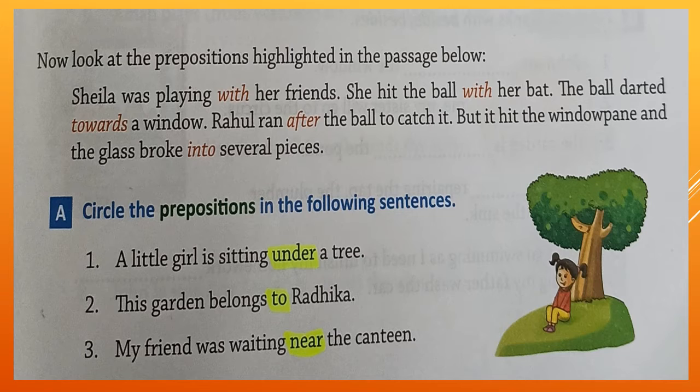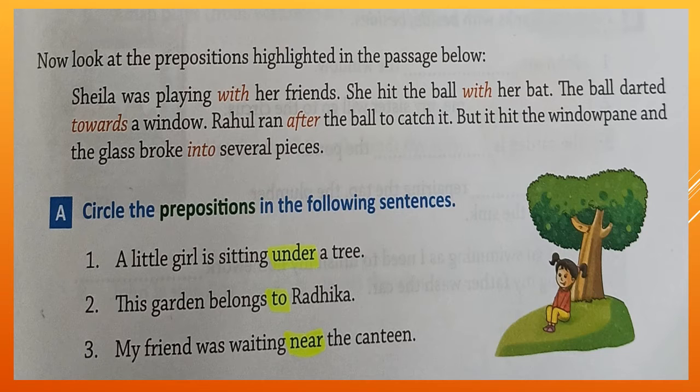This garden belongs to Radhika. Here, to is the preposition. Right. Now, let's go for the third one. My friend was waiting near the canteen. Here, near is the preposition used in this sentence.